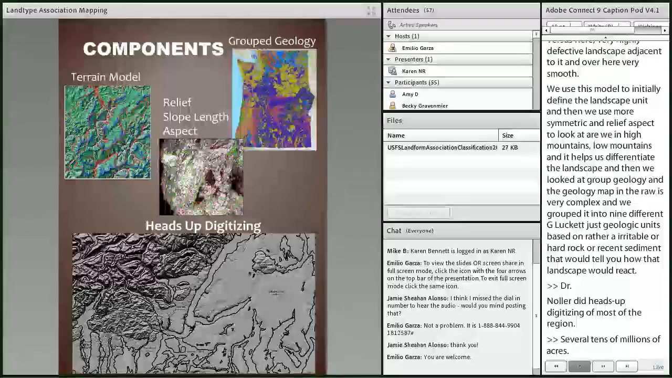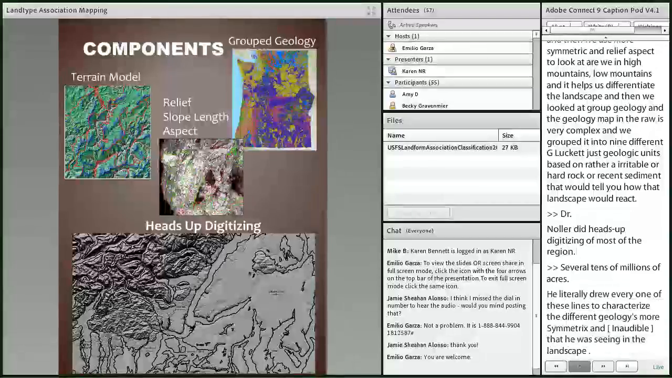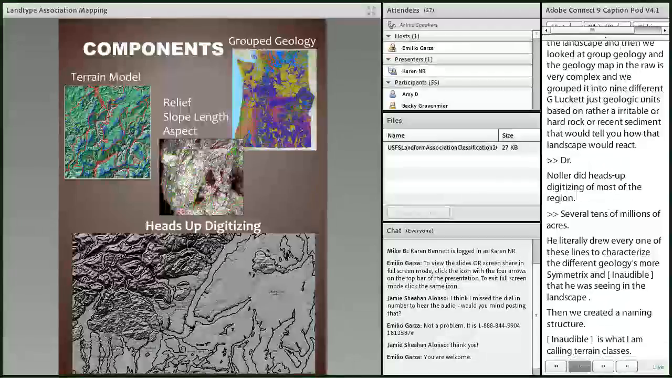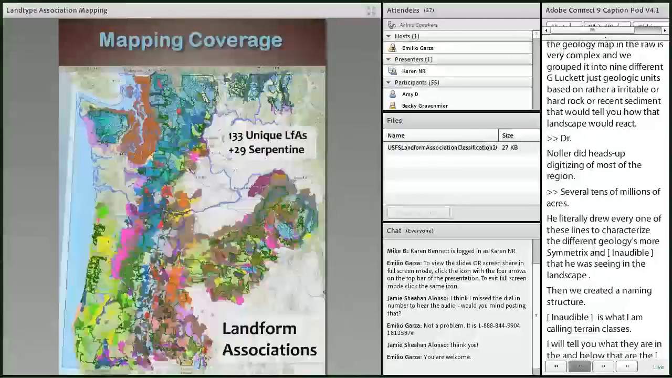And then we created a naming structure, and I'll pass this out for you to look at, because what you're going to see here is the top row is what I'm calling terrain classes. I'll show you what those are on the next slide. And then below that are all the geomorphic processes that occur within that terrain class, and then the itemized actual landform associations below that. So it gives you a way to organize this concept.